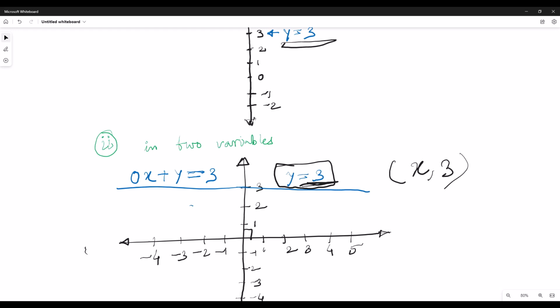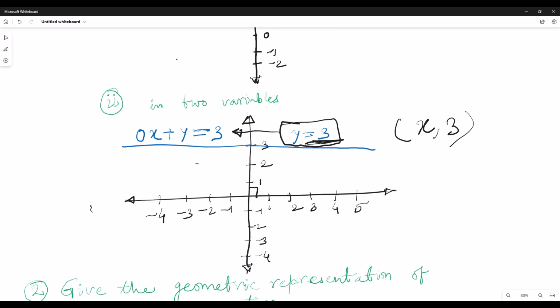So we can write this y equals 3 as 0x plus y equals 3, and you put any value of x, this is true. So in two variables we can represent this as a straight line passing through y equals 3.